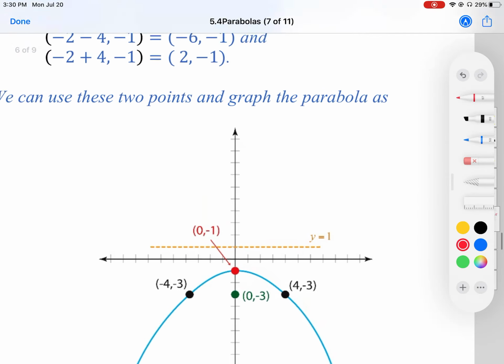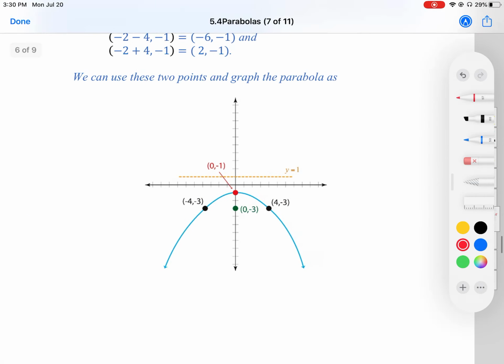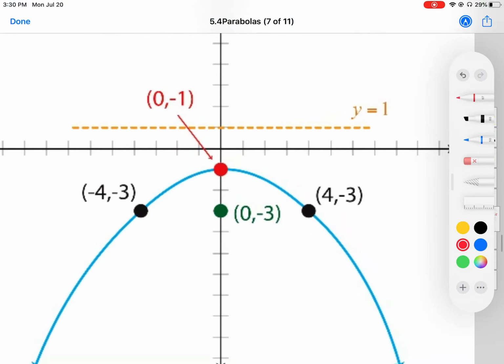Yeah, I think that was a mistake right there. -2 comma 1 is not a point here. So from our vertex, we're going to move 2 units inside, 1, 2, and you get 0 comma -3. That's your focus.